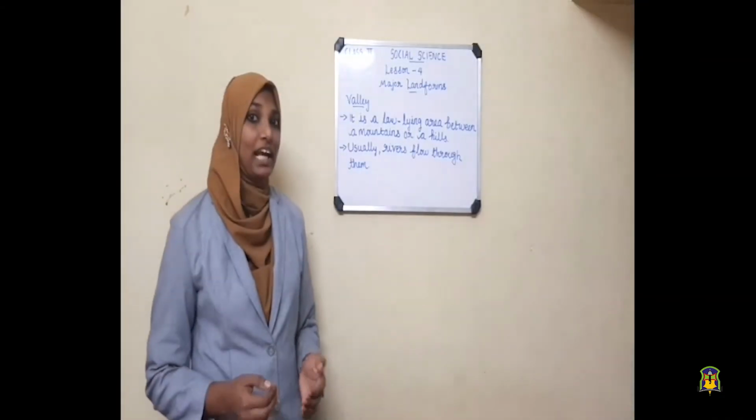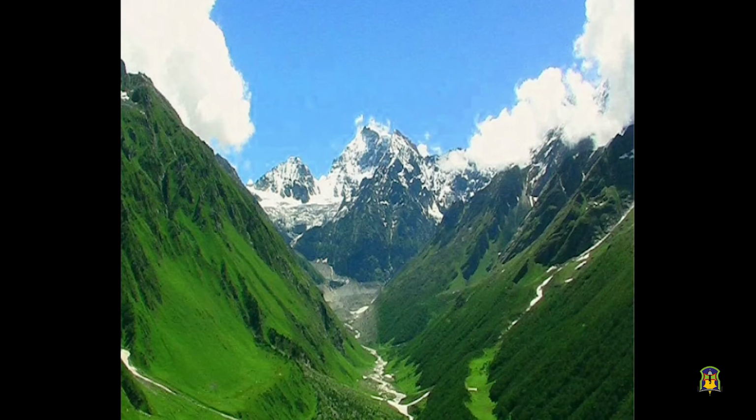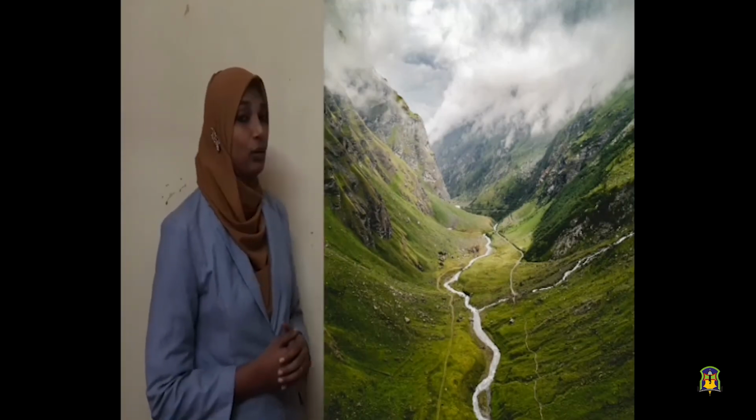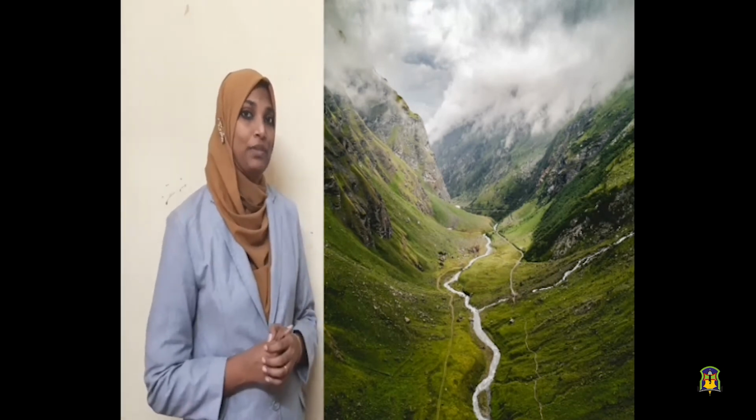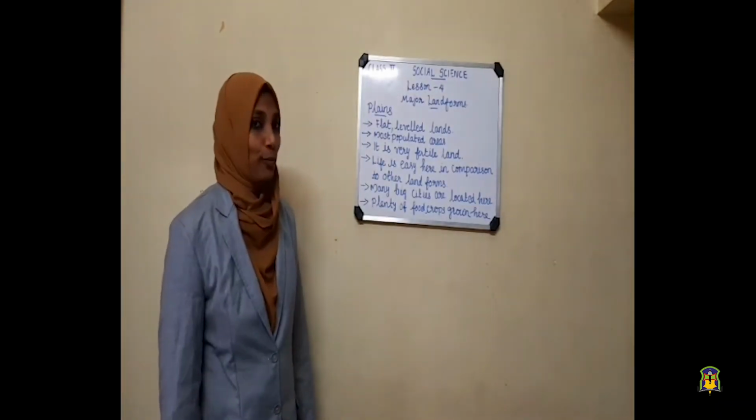And children, have you heard about valleys? When we draw a picture of a mountain or a hill, we can see a V-shaped landform, which is called a valley. It is a low-lying area between mountains or hills, and usually rivers flow through them.